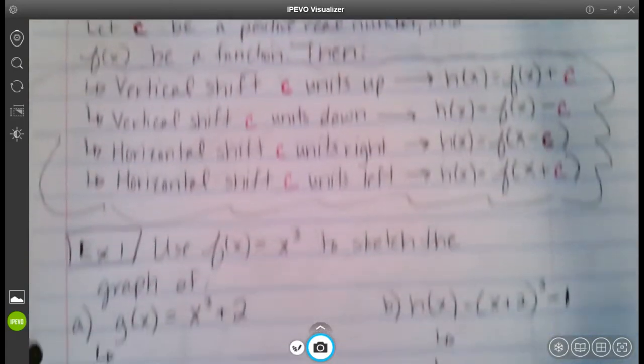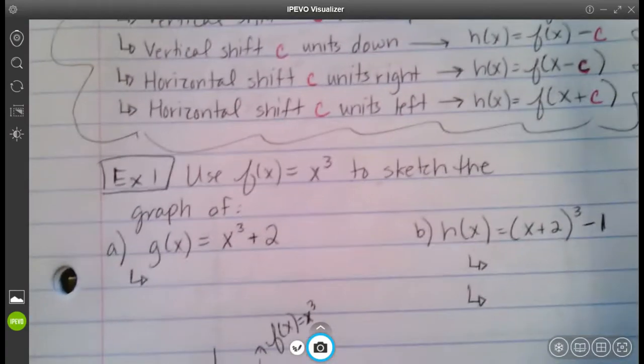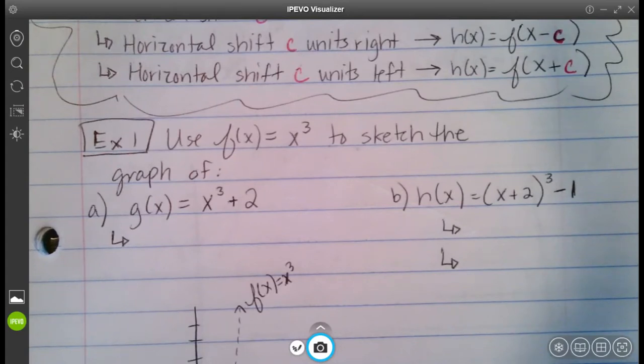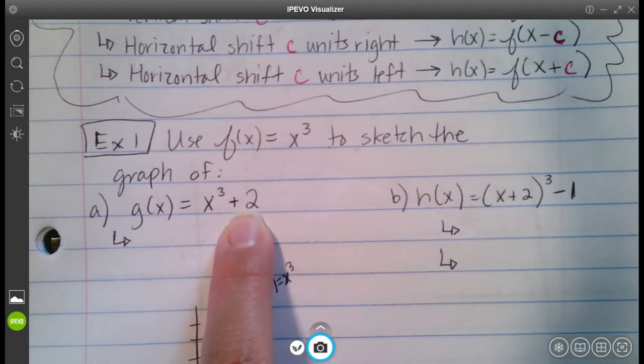We're going to go right into an example because this is kind of review. We have, use f of x equals x cubed to sketch the graph of, and then we have 2 different examples here. So go ahead and write them down. Something to take note of is that these functions are based on 1.6. So those parent functions that you learned about then, you do have to be a little bit familiar with them. You need to know more or less what they look like, because that'll help you decide what the graph's going to look like and where to move it. So we have g of x is equal to x cubed plus 2.